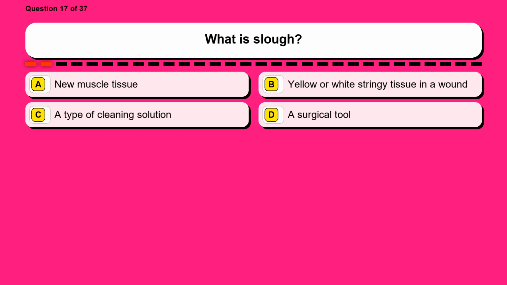Question 17. What is SLU? Option A. New muscle tissue. Option B. Yellow or white stringy tissue in a wound. Option C. A type of cleaning solution. Option D. A surgical tool.